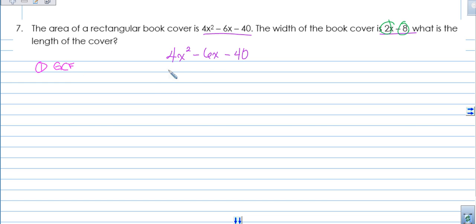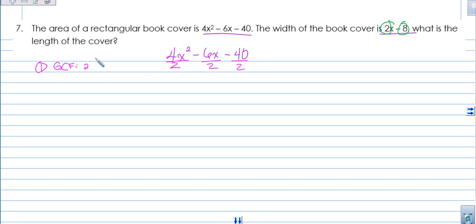Okay? So what goes into 4, 6, and 40? Well, that's a 2, because 4 won't go into 6, but 2 will go into 4, 2 will go into 6, and 2 will go into 40. Do they all have the same letter? Nope. Okay? So we're going to divide everything by 2.